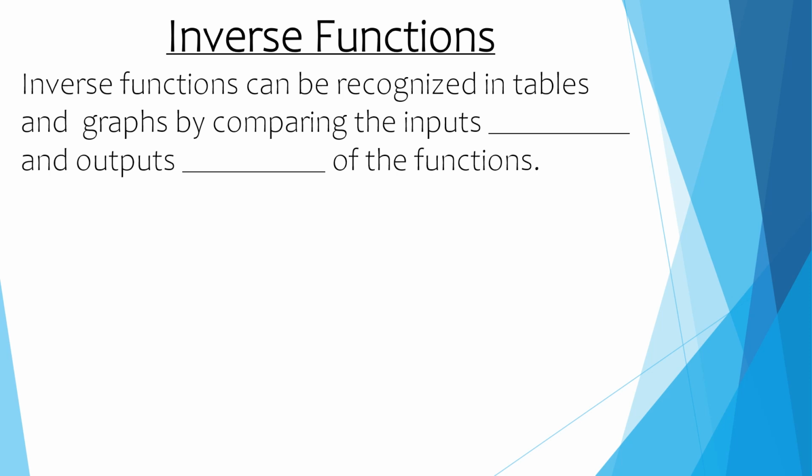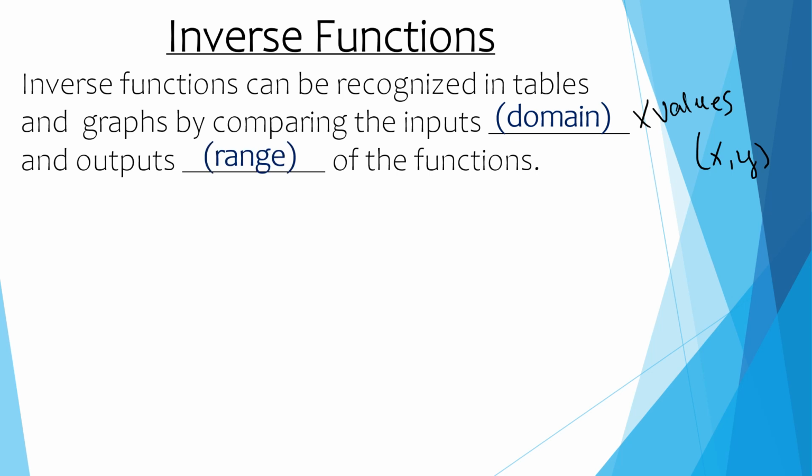We can recognize these inverse functions in tables and in graphs by comparing the input values, which are the domain. You can also consider these the x values. So think about an ordered pair. We have an x and a y. So we're going to compare the domain or the input values with the range, which are your output values. And those you could call your y values of an ordered pair.